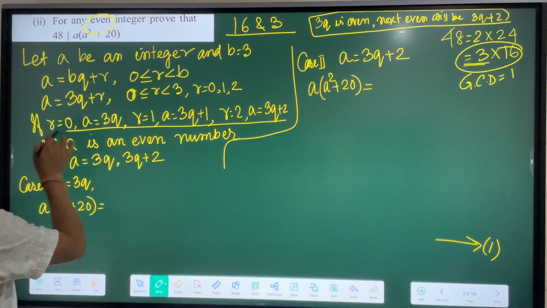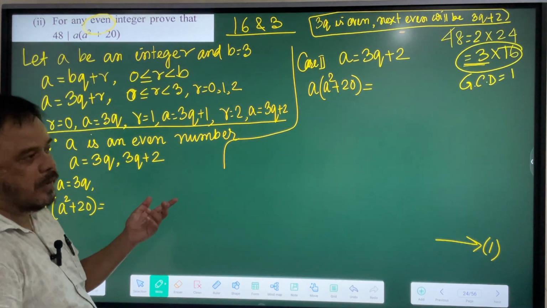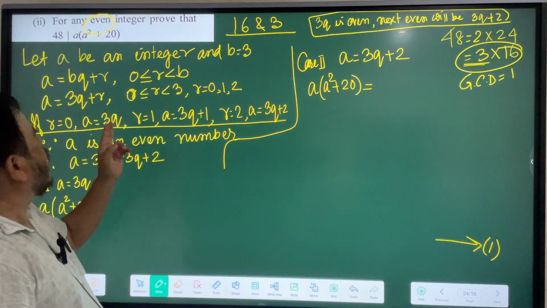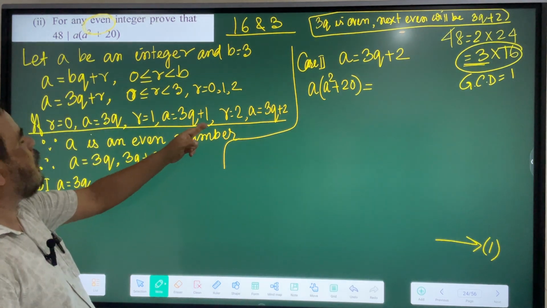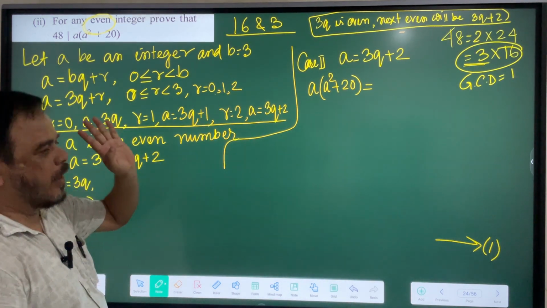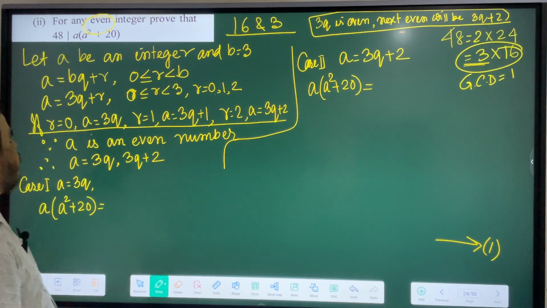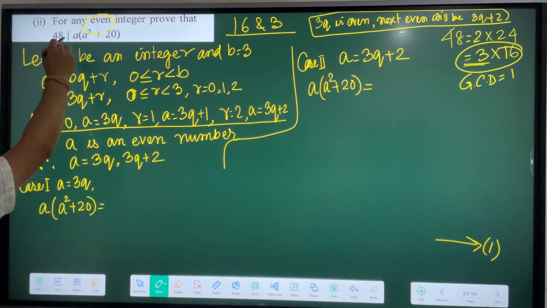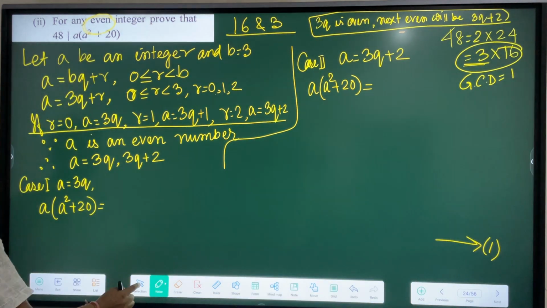I have just written them separately to make you understand. If r equals 0, then a equals 3q. If r equals 1, then 3q plus 1. If r equals 2, then 3q plus 2. So 0, 1, 2 only we can do. So case 1, a equals 3q. So a(a² + 20) is what you have to show.